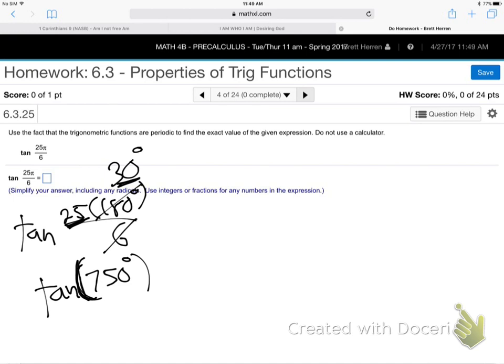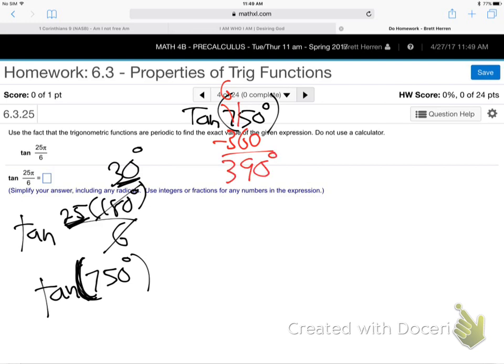Good so far? Now, what should we do with a big old tangent like 750 degrees? Yeah, start subtracting 360s. The quickest thing would be to subtract 720, two 360s. So if you notice that, this is just tangent of 30. But if you don't notice, that's fine. Just subtract a 360 first, and what are we going to get? 390 degrees.